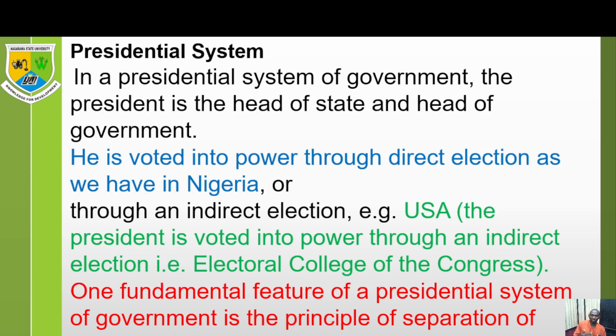When you go to the United States of America, elections are not done directly. But in Nigeria, the elections are done directly. For you to even elect your president, it must be done directly. So the president is voted into power through an indirect election in the United States of America. That wasn't enough. They went ahead and brought in what we call the electoral college. It then means having the majority from the masses is not enough.